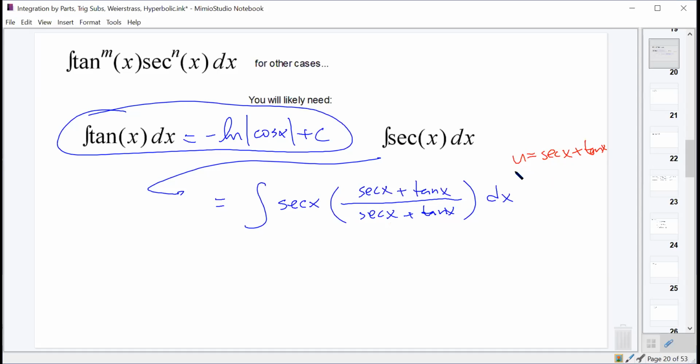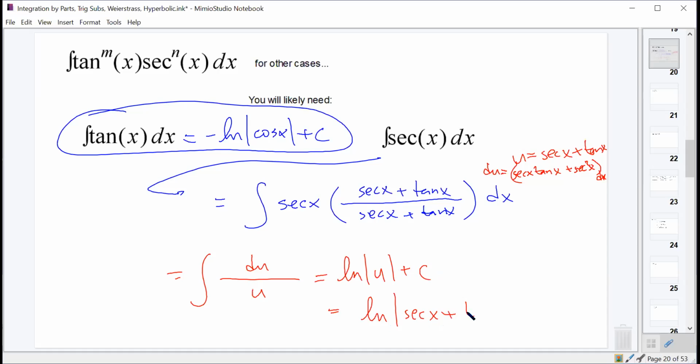So if u is secant x plus tangent x, what is du equal to? Secant x tangent x plus secant squared of x, dx, right? Yep. And so if we look at this, the denominator is u, and secant times secant plus tangent would be secant squared plus secant tangent, wouldn't it? Which is exactly what the du is. So this just becomes the integral of du over u, which is natural log absolute value u plus your constant, or natural log absolute value secant x plus tangent x plus your constant. Good or no?